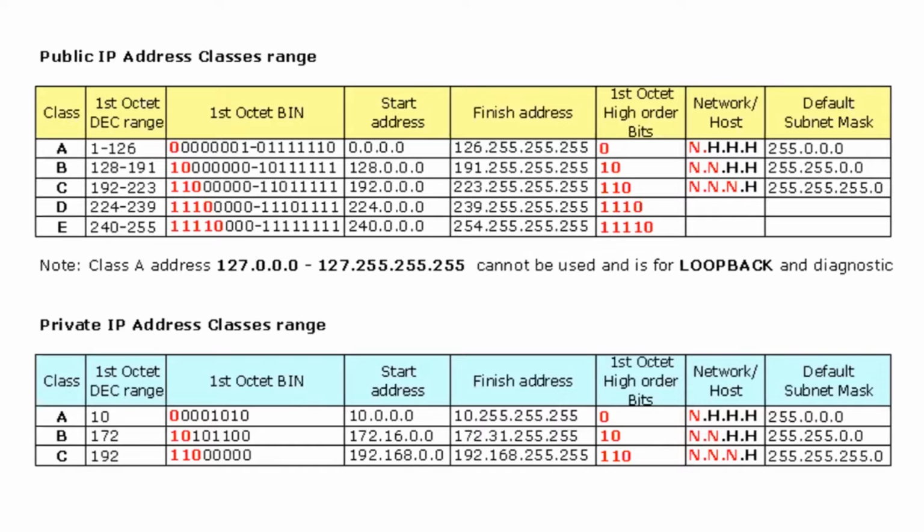Okay, so the next class starts from 128. The complete 127 series is allocated for the loopback purpose. For every machine, you can see that 127.0.0.1 refers to the loopback address. So the complete range is allocated for loopback and diagnostics purpose. So we can ignore that.